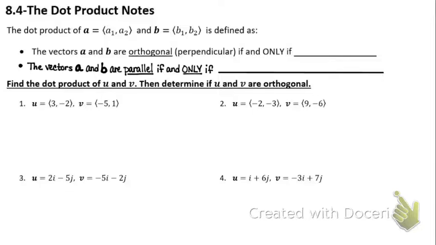We are going to begin our very last section. It's a very short section. Hopefully you guys can tell that by the notes. It's just a front and a back. We're going to talk about something called the dot product.